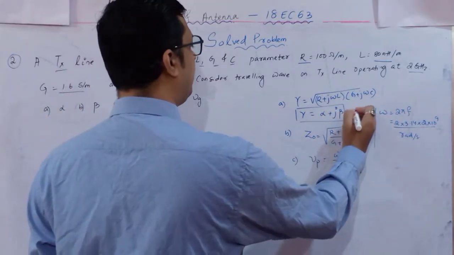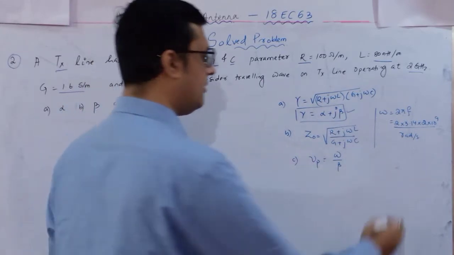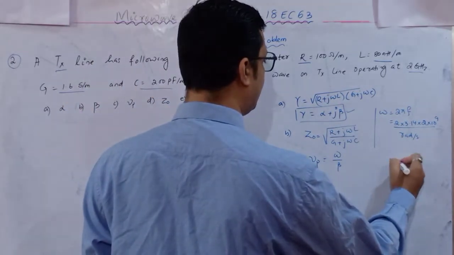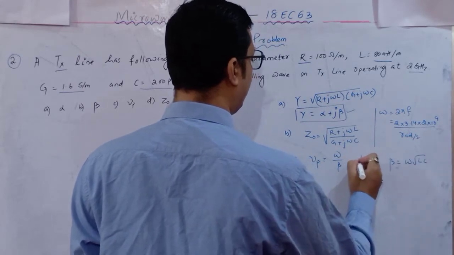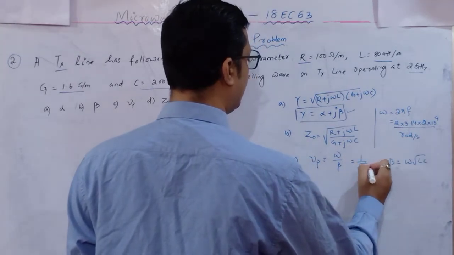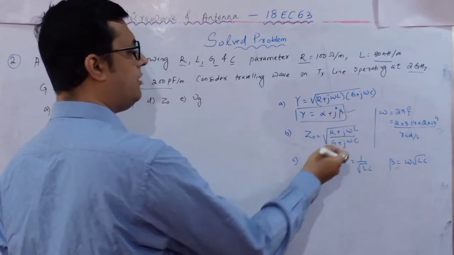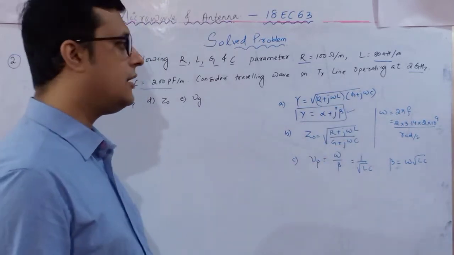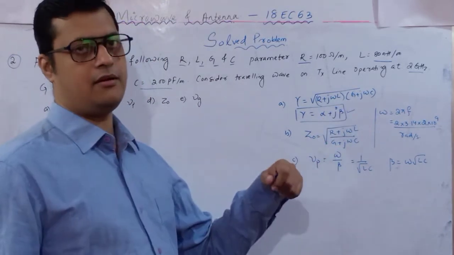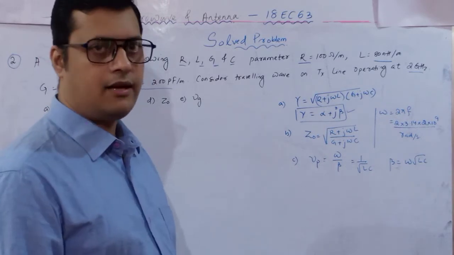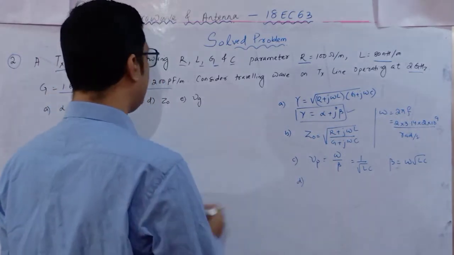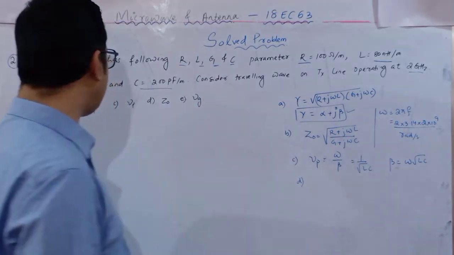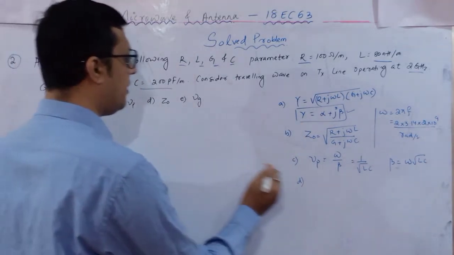Either you can take from this particular equation, or beta is equal to omega root over of LC, or here I will write directly root over of LC. If you take this value also, same result you will get, and if you take this LC component also, same result you will get. Then fourth one, Z0 we have calculated, phase velocity calculated, and group velocity.